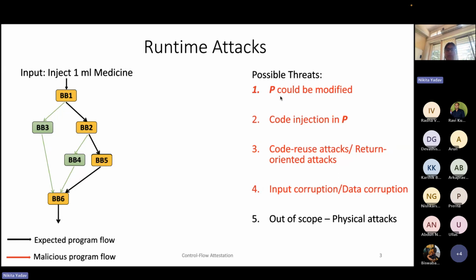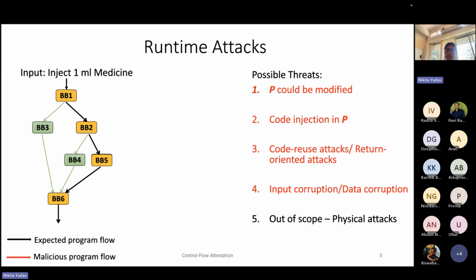The first one can be that the attacker can modify the binary which was loaded to execute. So this we can detect with static attestation, right? And the second one is code injection. So the program can have some memory vulnerabilities such as buffer overflow, which can be exploited to inject some new code into the program. And then the attacker can try to execute this code.